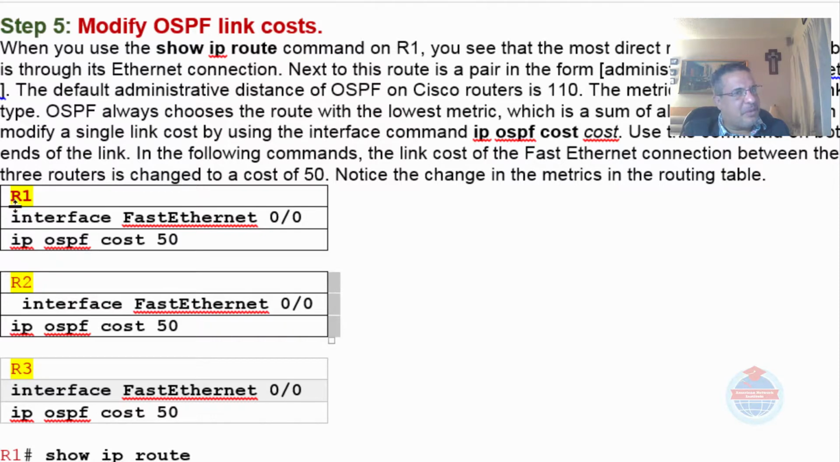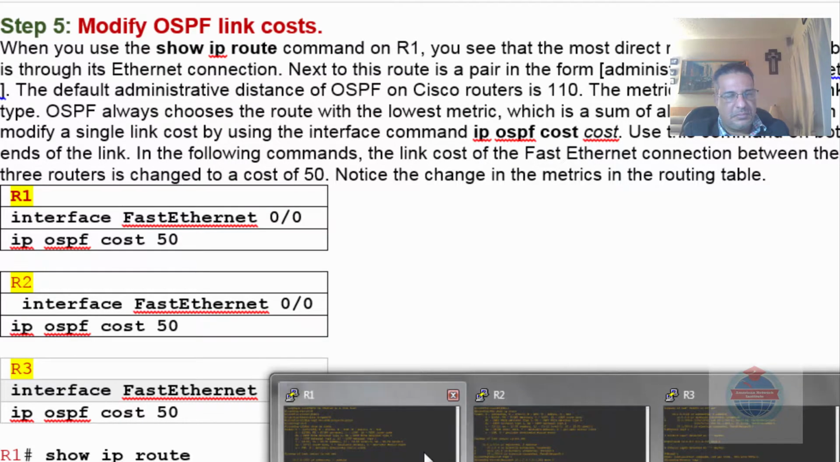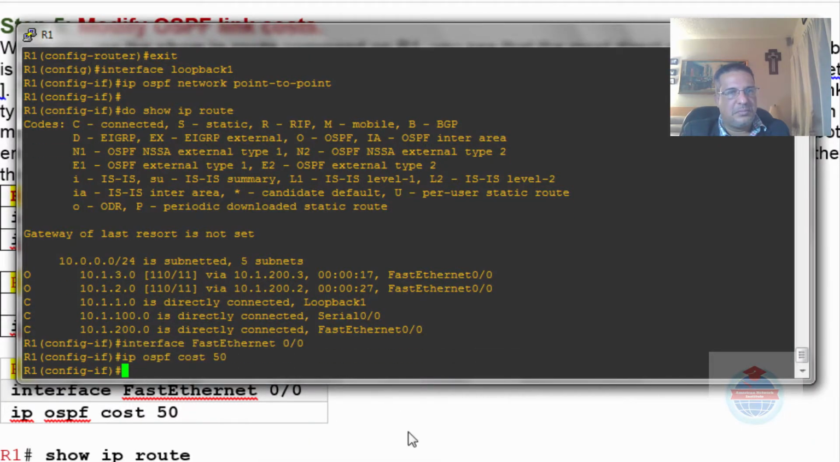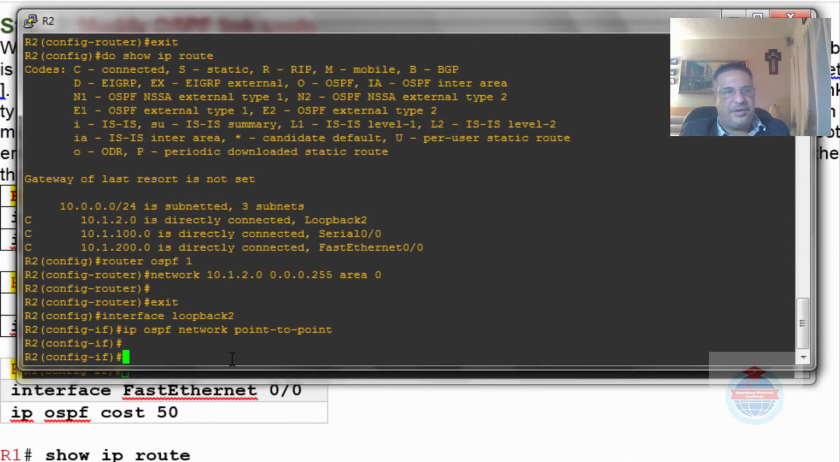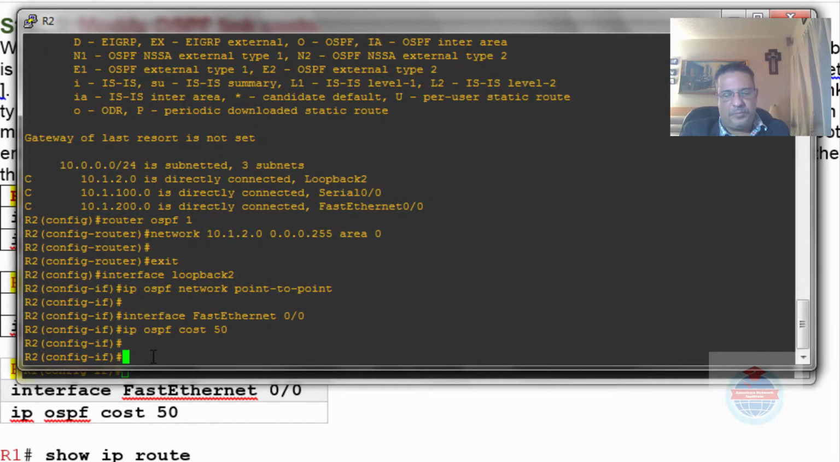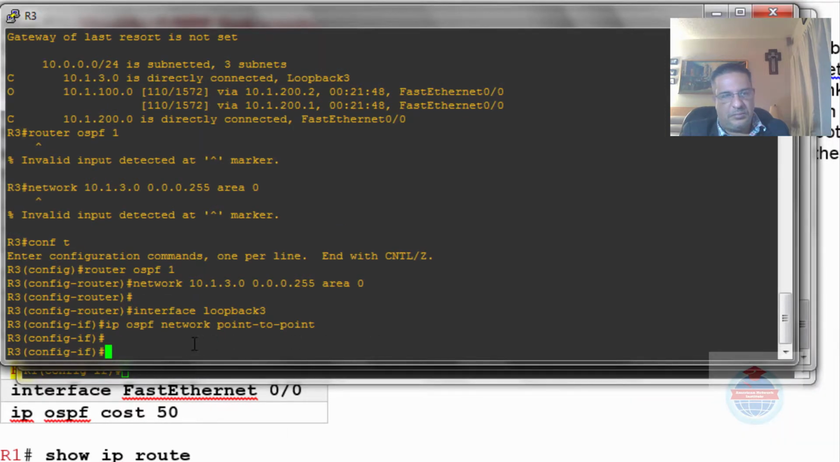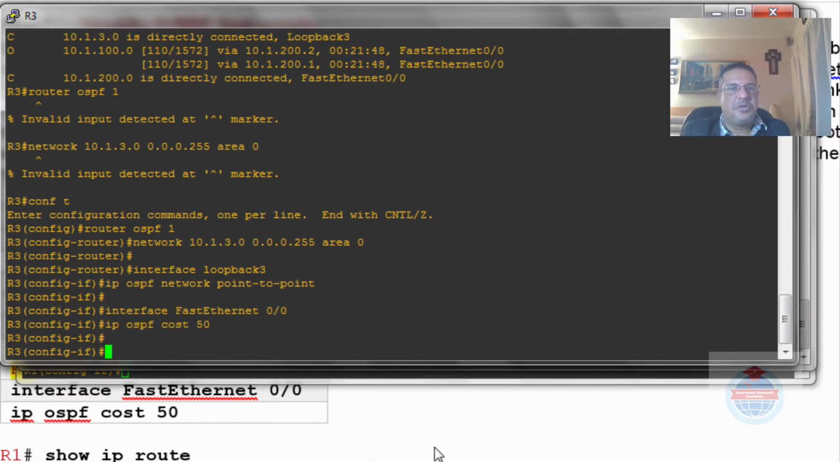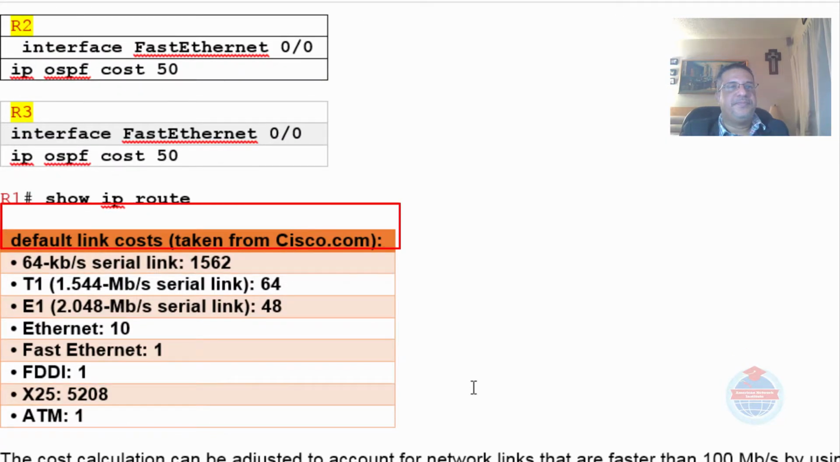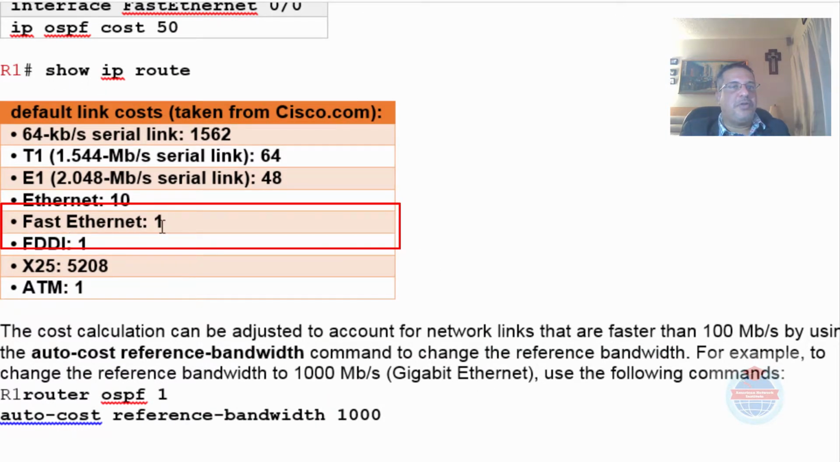So let's start applying that stuff in each one of the routers that we have, guys. IP OSPF cost of 50 that we are applying right now. Same thing on R2 and R3. Excellent. We did it. This is what we were talking about. The fast Ethernet has a cost of 1. The same thing as the gigabit Ethernet, in case you're gonna need that reference in the future, guys.